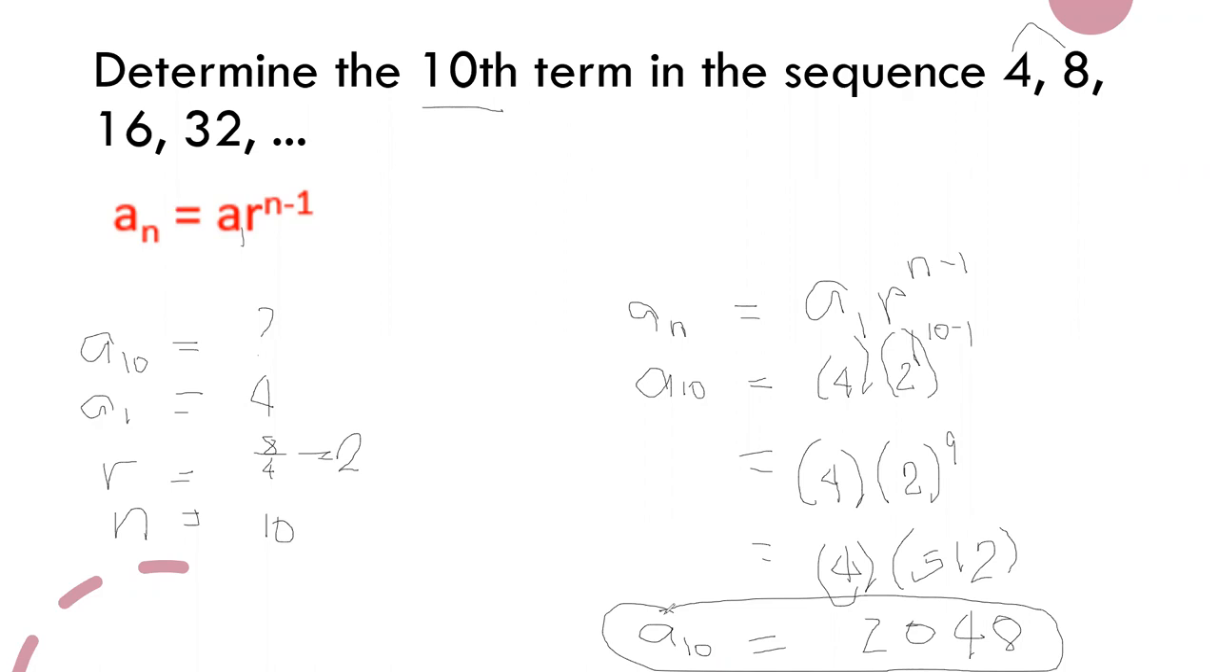Then using the formula, it will be A sub 10 equals 4 times 2 raised to 10 minus 1. 10 minus 1 is 9, kaya naging 2 raised to 9 siya. 2 raised to 9 is we multiply 2 nine times. So that will equal to 512. And 512 times 4, that will be 2048. Okay po.